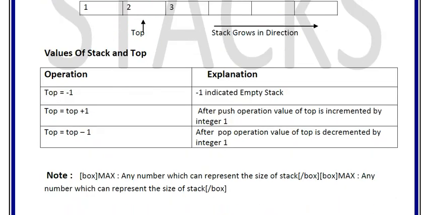Operations. Top equals -1 means the stack is empty. Top equals top plus 1 means the value is to be incremented by 1. And top minus 1 means the value needs to be decremented by 1. This table is important for your examination. Have a snap of this one.